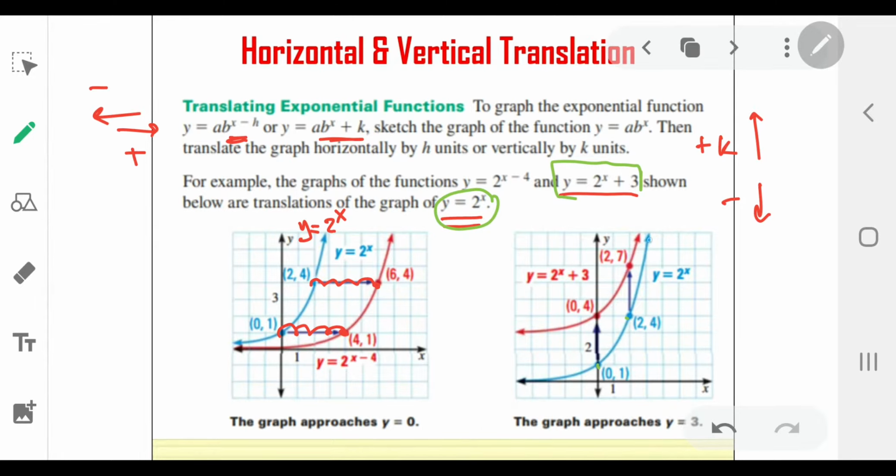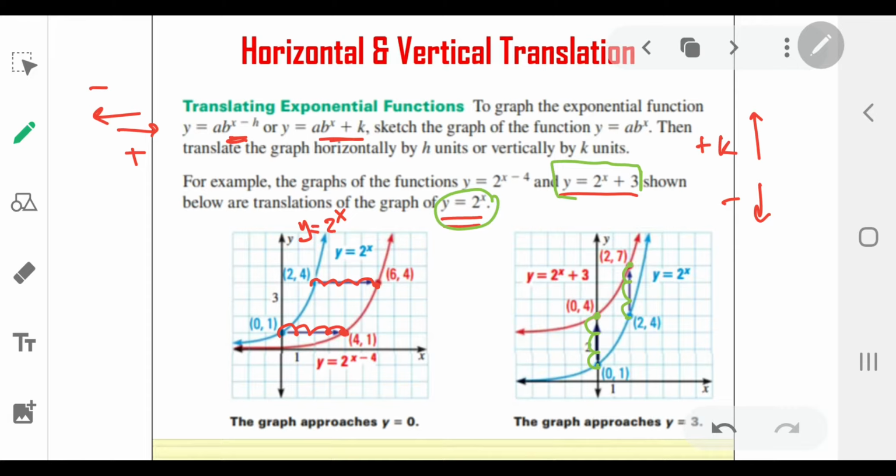So if this blue one is the original basic one, each point is going to be shifted up 3 units. This y-intercept 0, 1, let's count now, 1, 2, 3. This is the new y-intercept 0, 4. And this point 2, 4, when you add 3, when you count 3, 1, 2, 3, you will get a new point. Again, you will have 2 points. You can join them smoothly with a curve, since you already know the shape of the exponential function.